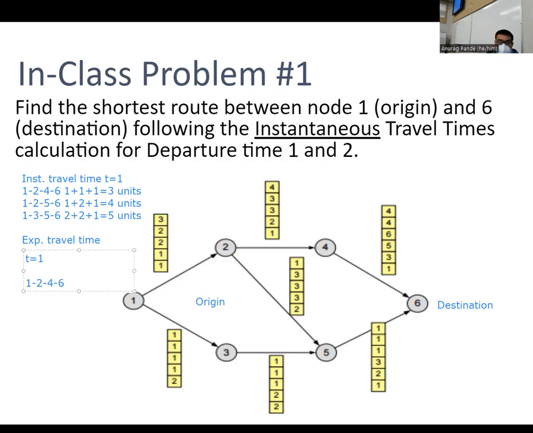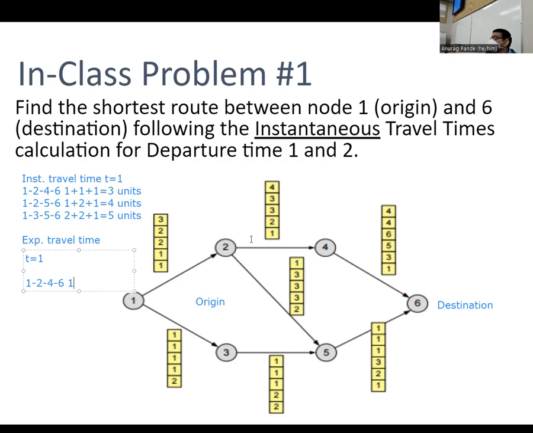What 3 numbers do I add up now? What will be my individual travel times on each of these links? What will be the travel time on link 1 to 2 if I'm starting at t equal to 1 and I'm trying to do experience travel time calculation? 1. So I'm going to add 1.